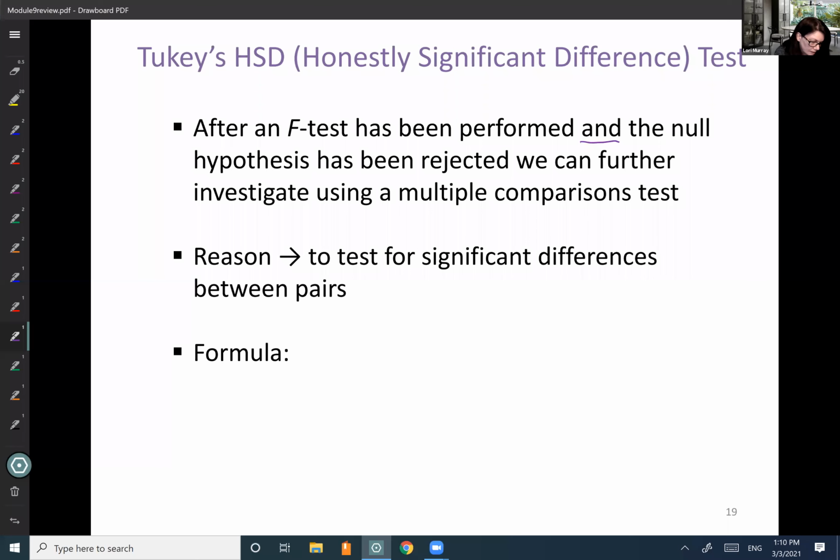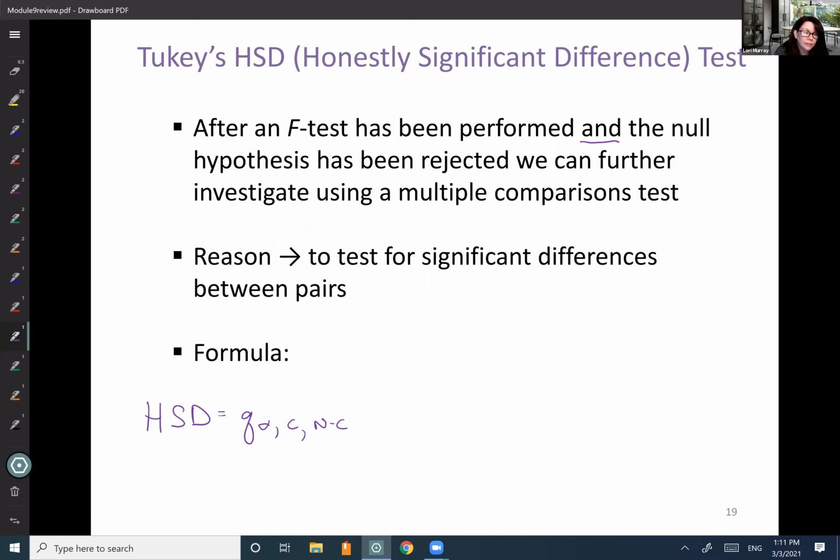So what we can do is conduct a Tukey's HSD test. HSD stands for honestly significant difference. And the formula uses Q, which corresponds to the studentized range distribution with alpha, and the degrees of freedom are C, the number of groups or treatments, and N subtract C.